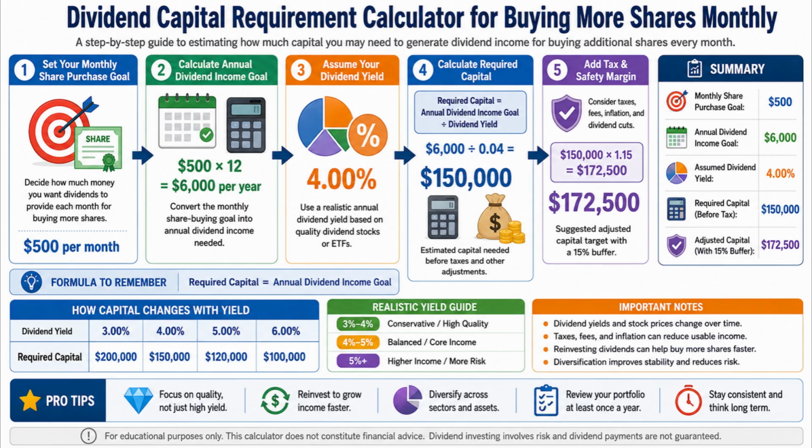Most importantly, remember that using dividends to buy more shares is a gradual wealth-building strategy. Reaching a $500 monthly dividend target normally requires patience, regular contributions, reinvestment, portfolio diversification, and disciplined financial planning.